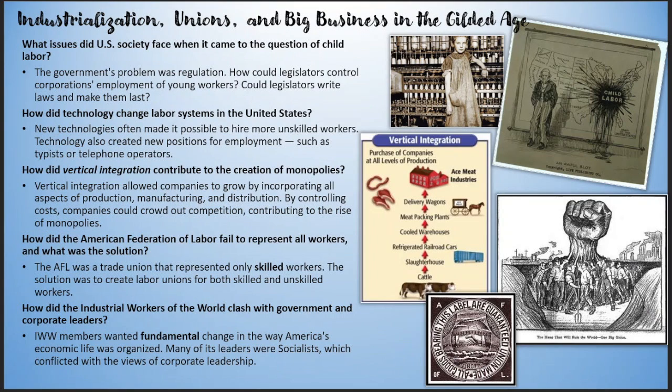And then just a quick overview of industrialization, unions, and big business in the Gilded Age. So some of the issues that U.S. society faced when it came to the question of child labor was the government's problem of regulation. Like, how could legislatures control the corporations' employment of young workers? And could legislators write laws and make them last?